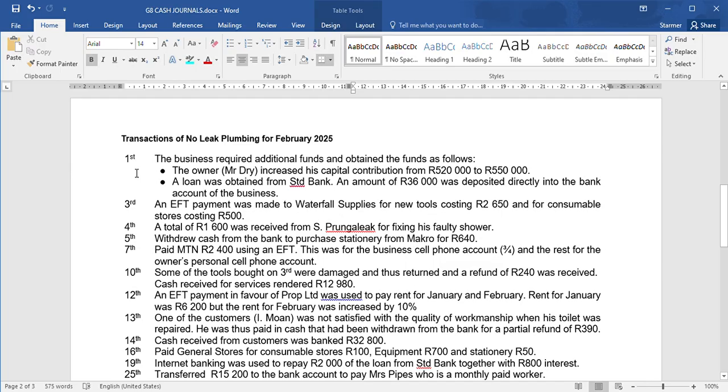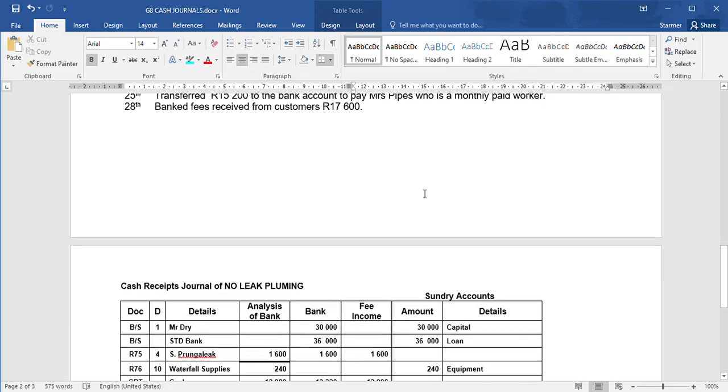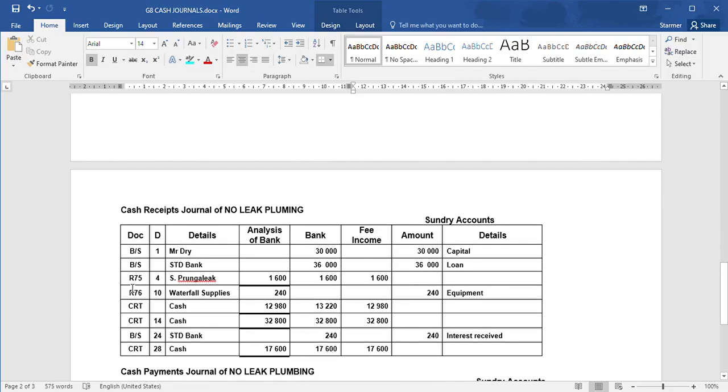So that you go through the transactions once only. Alright, so on the first here, the business required additional funds and they obtained money as follows. From the owner, he increased capital from 520 to 550, in other words 30,000, and we obtained a loan from Standard Bank for 36,000. Okay, the business is receiving money there, so then you're going to use the cash receipts journal. The money was deposited directly into the bank, so for both of them, your document is bank statement.